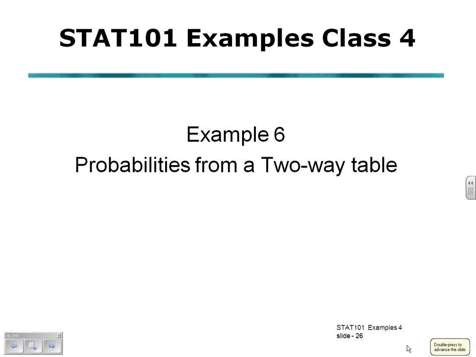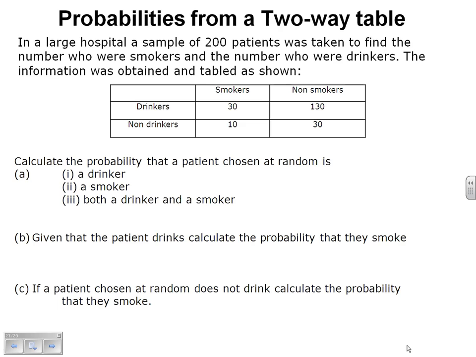Example 6 in Stat 101, examples class 4, probabilities from a two-way table. In a large hospital, a sample of 200 patients was taken to find the number who were smokers and the number who were drinkers. The information is shown in the table.